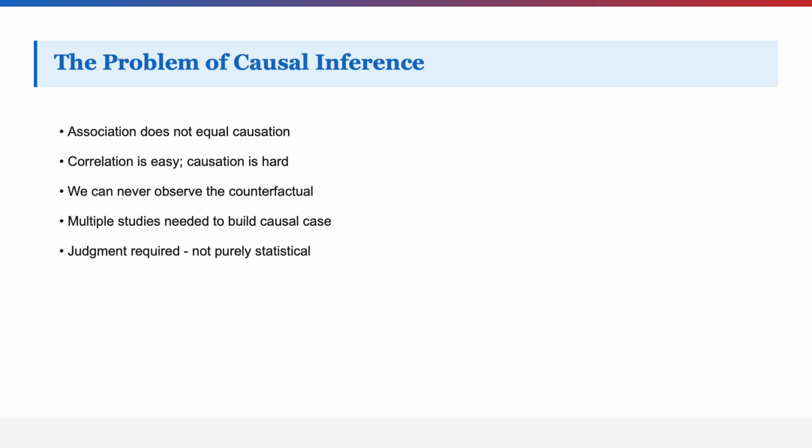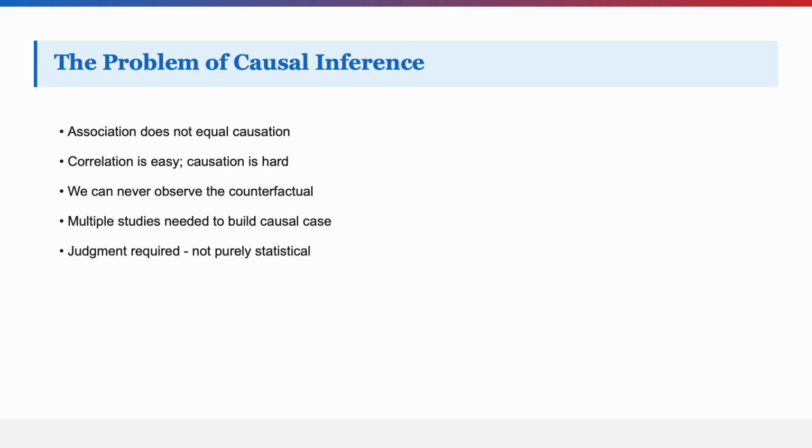Here's the fundamental problem: we can never observe the counterfactual. For any individual who took a drug and recovered, we can't know what would have happened if they hadn't taken it. We can compare groups, but groups differ in ways beyond the exposure. No single study proves causation. Multiple studies with different designs, populations, and potential biases are needed to build a convincing causal case.